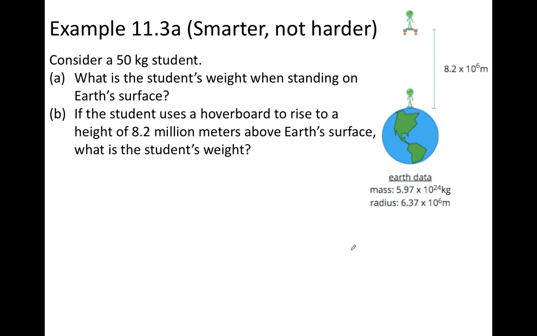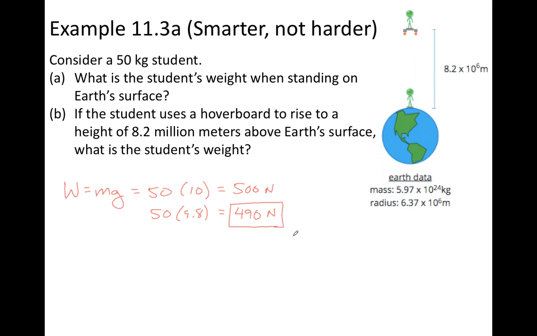So part A is very straightforward. We're trying to find the weight on Earth's surface. So weight, we know, is mass times the strength of gravity. We have a value for the mass of 50, and if we use a value of 10, we would get 500 newtons. If we used a value of 9.8, which is more accurate to Earth's strength of gravity, we would get 490 newtons. And part A, the answer that I gave on the last slide was 491. So this is probably a decently accurate answer for the problem.